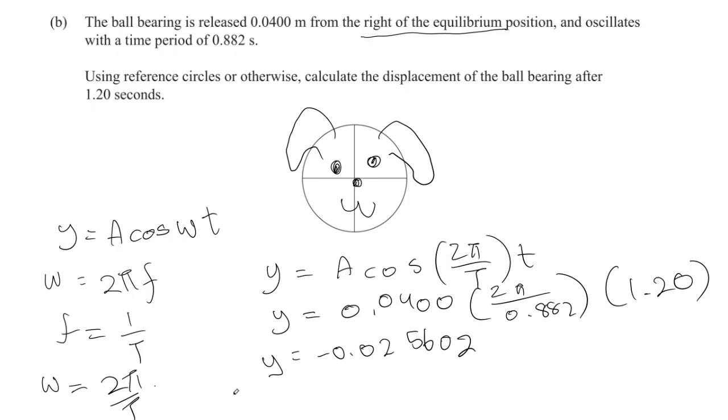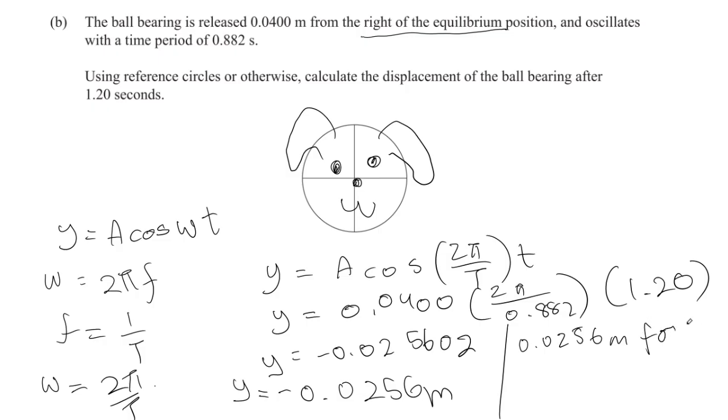And then we have to round it, obviously, to three significant figures. And we can do that, or we can say 0.0256 meters to the left of the equilibrium position.